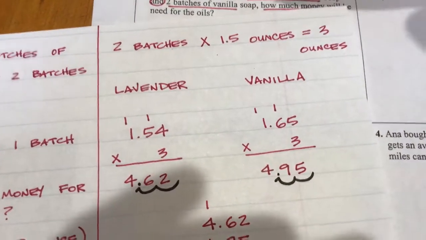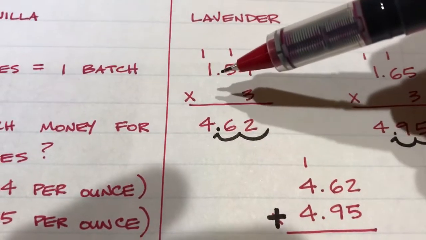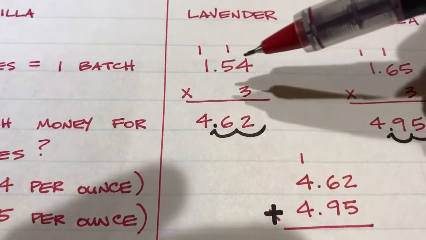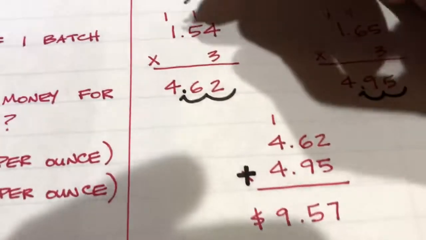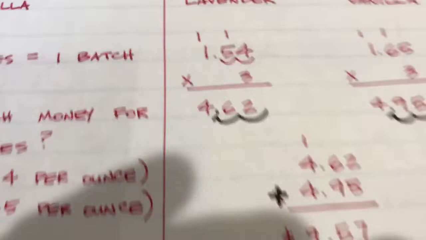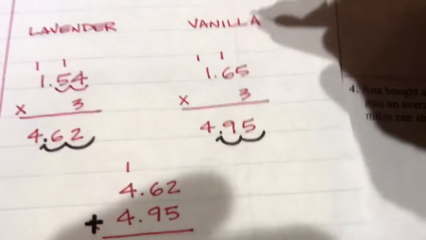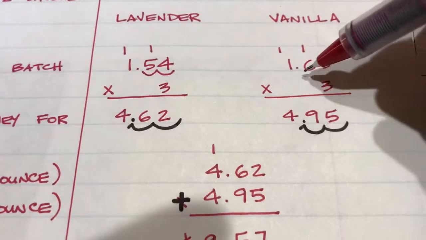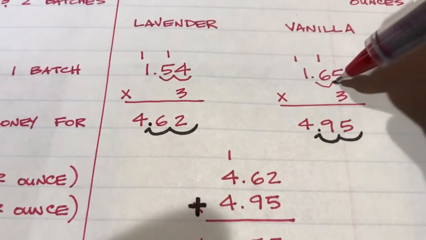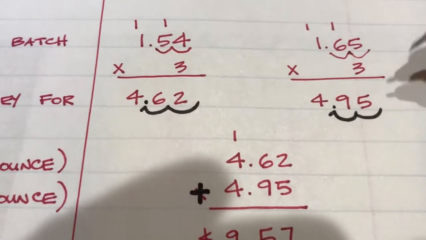Remember, when multiplying decimals, we ignore the decimal point, we multiply like we normally would, and then we count the decimal places. In this case, we had 1 here and 1 here, so a total of 2. So we move the decimal in our answer back 2 places. Same thing on the other side. We had 2 decimal places, 1, 2, and we moved it back 2 in the answer.